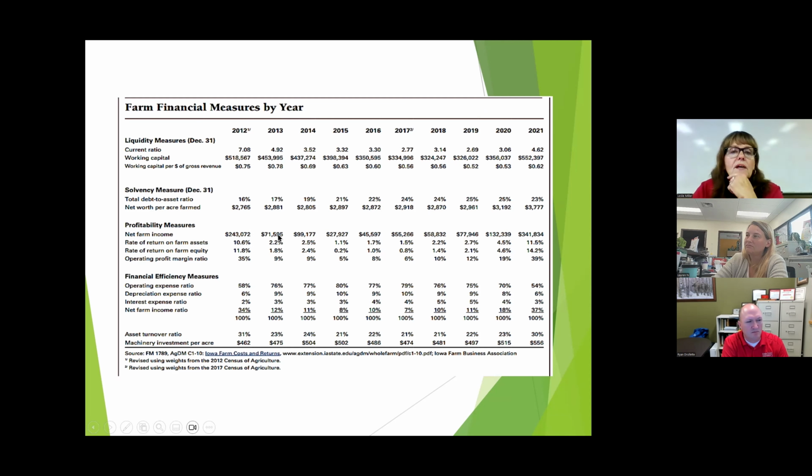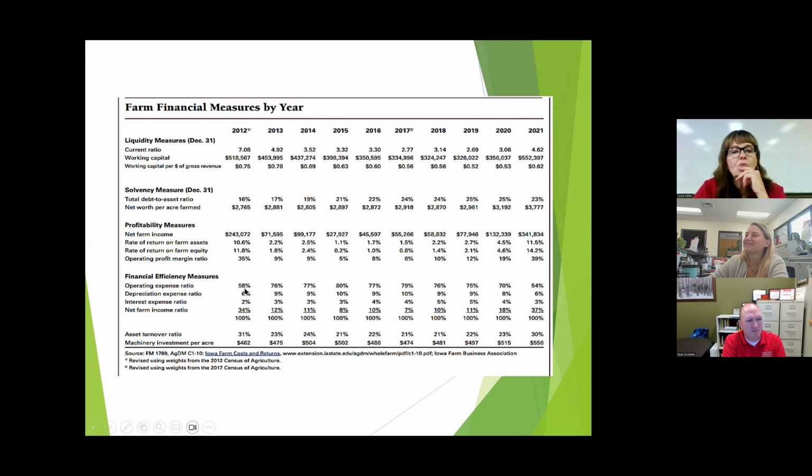Net farm income, same thing. You see how it fell as prices fell. And ROA, we had 10.6% on average with this group of farmers. These are the Iowa Farm Business Association farmers, but they had a 10.6% ROA, and it fell down to a little over 1% in 2015. So again, that can drop. Look how that went up in 2020, 4.5%, and 11.5% in 2021. That's because of government payments that came in. So again, that fluctuation is important.